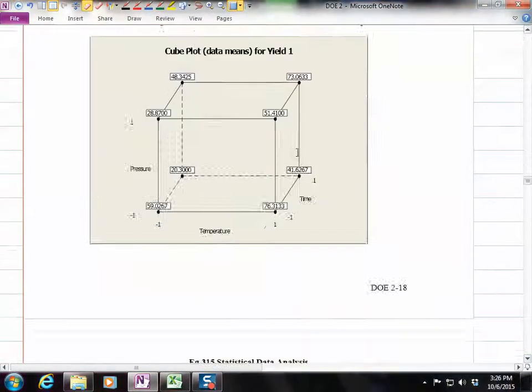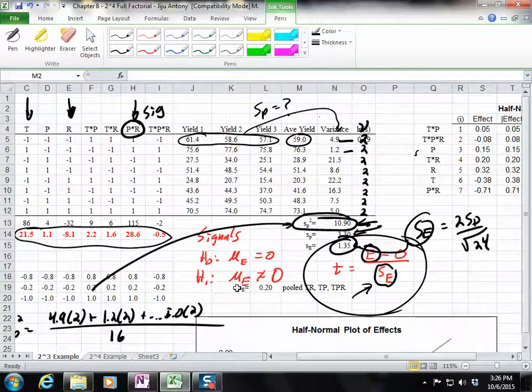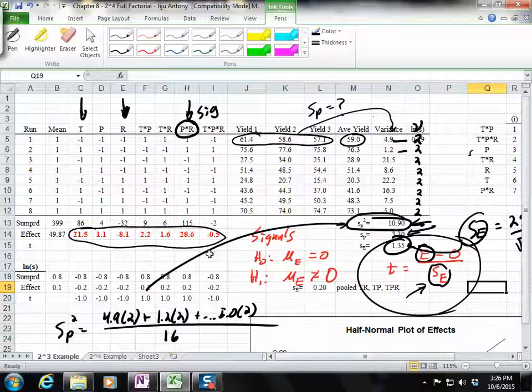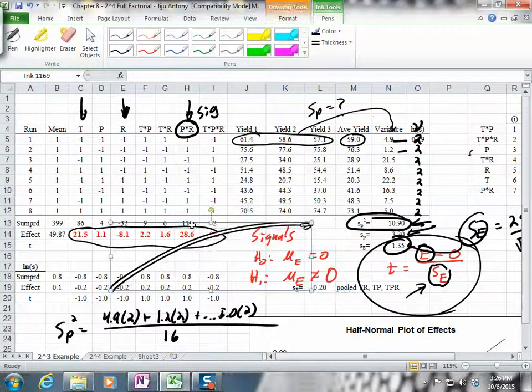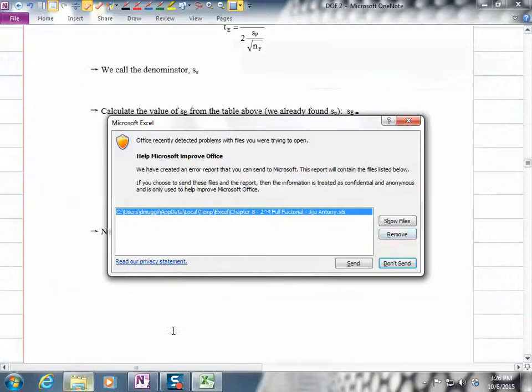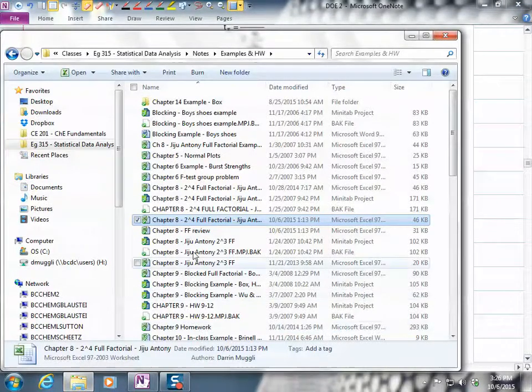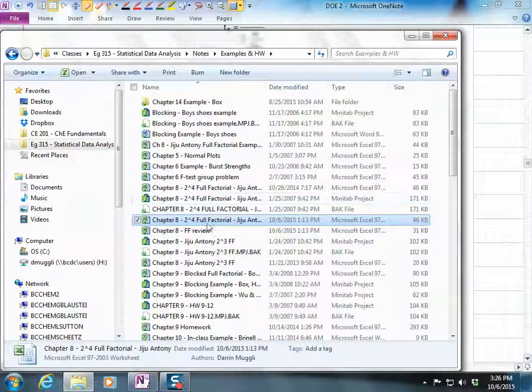All right, let's just kind of go back here, without looking at the values. Let me just close that down. Don't save that. Don't do that either. All right. Let's see if I can just pull up another.